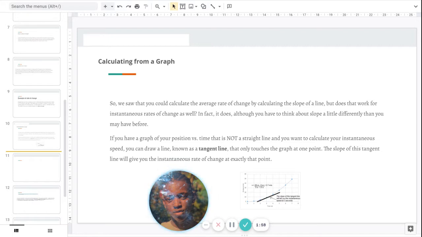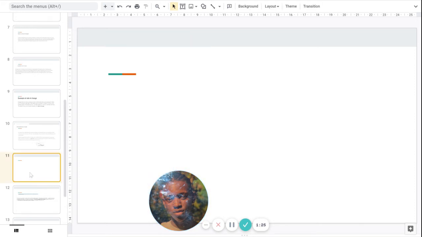Calculating from a graph. So we saw that you could calculate the average rate of change by calculating the slope of a line. But does that work for instantaneous rate of change as well? In fact, it does, although you have to think about slope a little differently than you may have before. If you have a graph of your position versus time that is not a straight line and you want to calculate your instantaneous speed, you can draw a line known as a tangent line that only touches the graph at one point. The slope of this tangent line will give you the instantaneous rate of change at exactly that point.